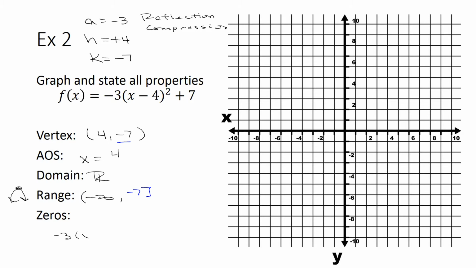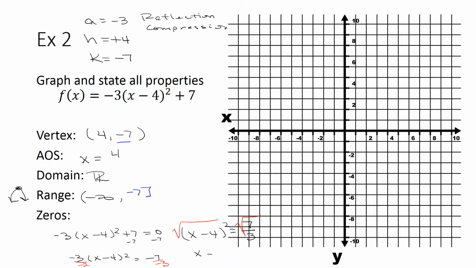We have negative 3 times (x − 4)² plus 7 equals 0. Minus 7 on each side. Negative 3(x − 4)² is equal to negative 7. Divide both sides by negative 3. So that negative is going to cancel out on both sides. So we have (x − 4)² is equal to positive 7 over 3. Take the square root of each side.